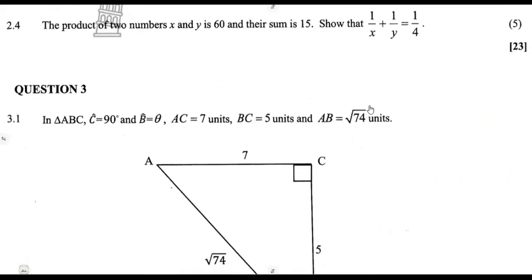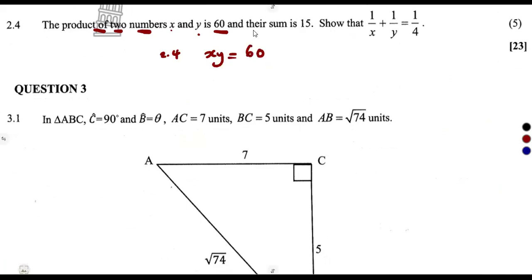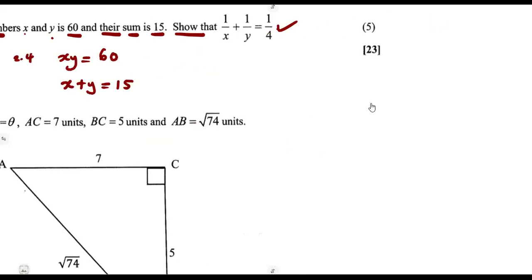On 2.4, the product of two numbers, x and y, is 60. If you multiply two numbers x and y like this, you get 60. Their sum is 15. If you add x plus y, the sum is 15. So show that this is going to give us 1/4. How can we show this, guys?